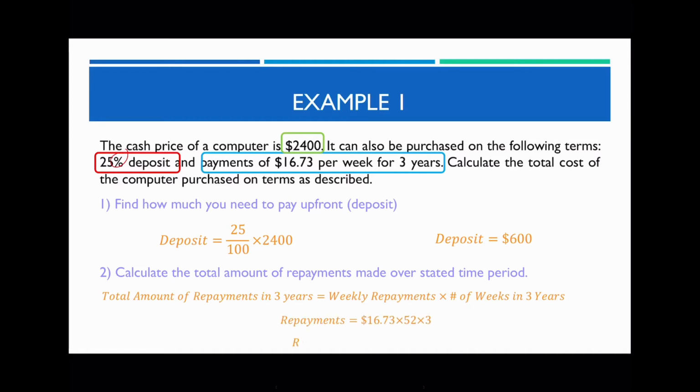And if you did this, then you should get an answer of $2,609.88. So this is the total amount that you need to pay on top of the deposit you've made so that you can actually pay off the computer, okay?